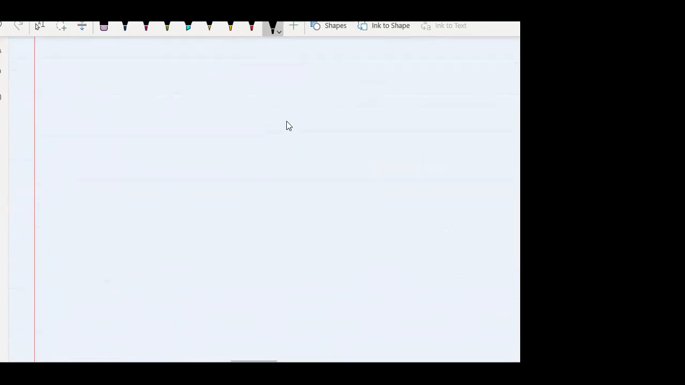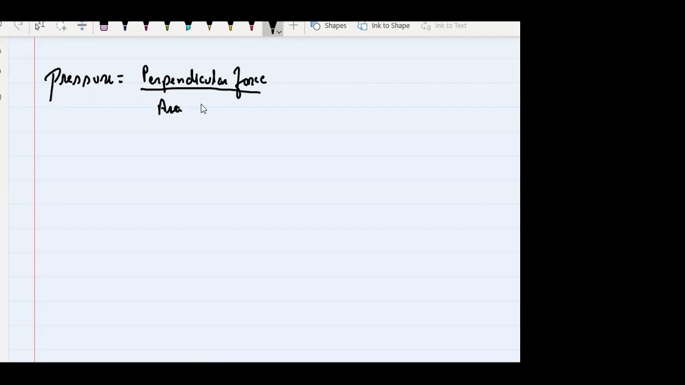I'll just summarize it. The concept that we studied till now, let me summarize. Those who had network issues, no problem, I'll anyway send this recording, but I'll explain once again. So what is pressure? Pressure is equal to the perpendicular force applied on an object divided by the area of contact. So pressure is directly proportional to force and inversely proportional to the area of contact.